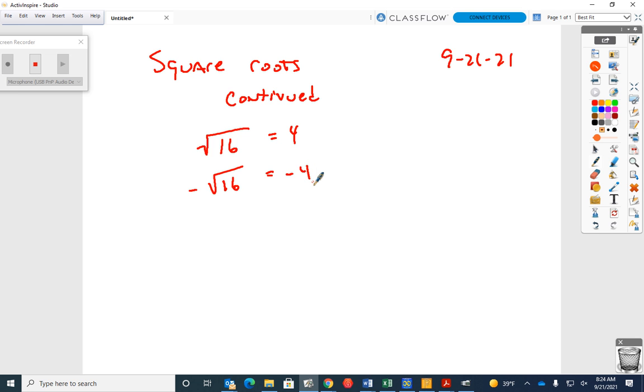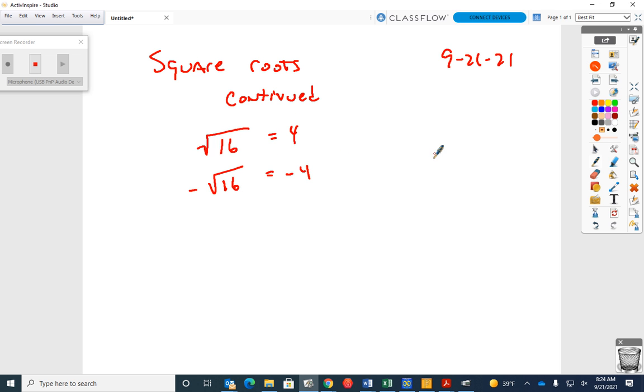Now, I can't have a negative sign inside the radical sign. Does anybody remember why? Can you multiply any two numbers times themselves and ever get a negative? No. You can't. It's impossible, right? Because negative 4 times negative 4 would be what? Positive 16. 4 times 4 is what? Positive 16. So you can't have a negative sign inside the radical sign.